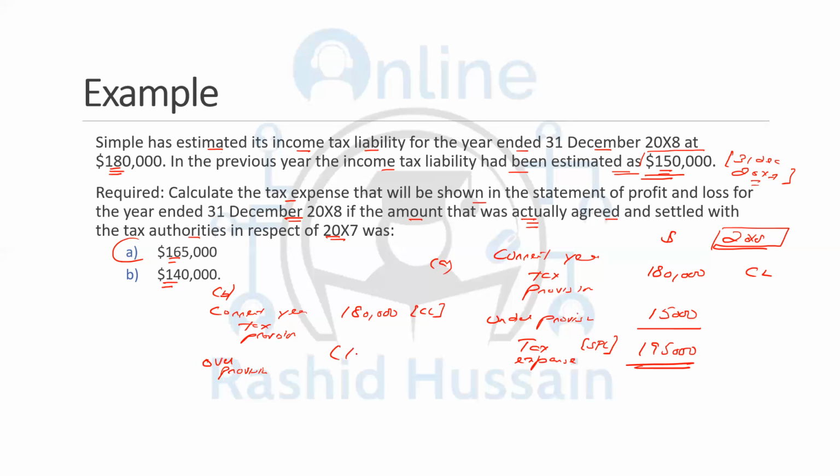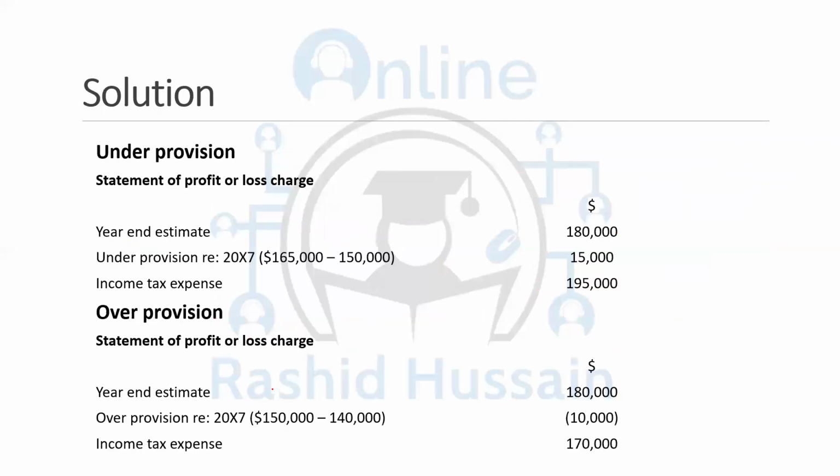And you're going to deduct 10,000 from the current year tax because the over provision reduces your current year tax charge. You booked more tax last year. Now you can do the adjustment in the current year by reducing your tax charge. So simply you will have the tax expense of 1,70,000. This will be the tax expense within the statement of profit or loss. So you see 1,95,000 in the first scenario, 1,70,000 in the second scenario.